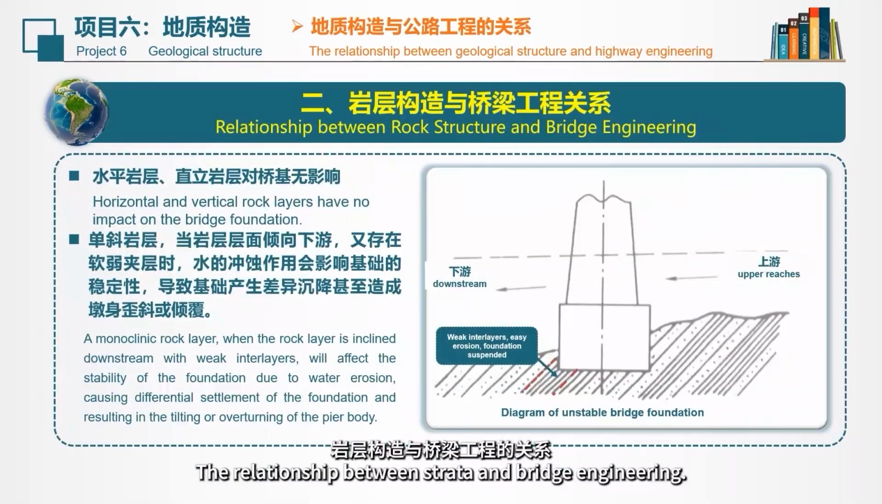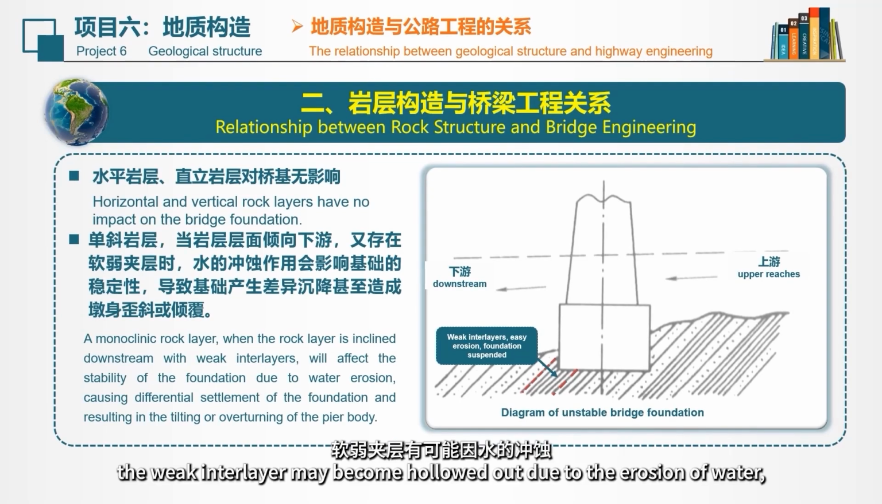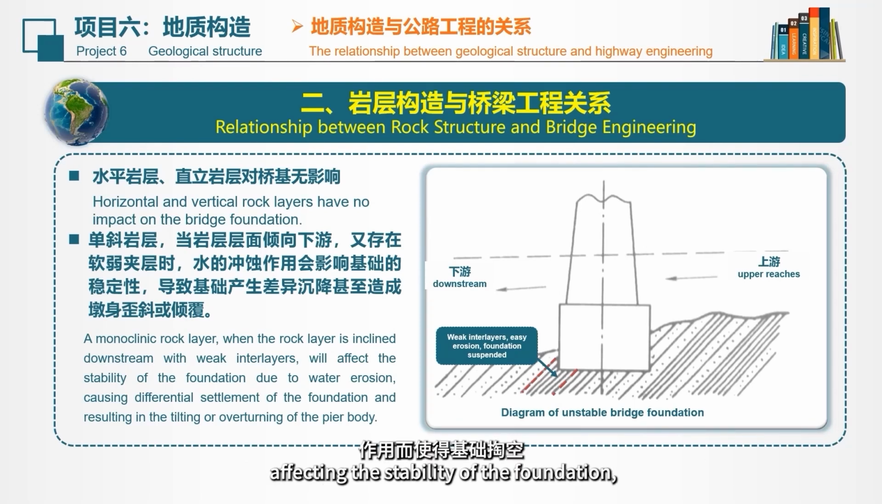The relationship between strata and bridge engineering. Horizontal strata and vertical strata have little impact on our bridge foundations. However, for monoclinic strata, when the strata dip downstream and there is a weak interlayer, the weak interlayer may become hollowed out due to the erosion of water, affecting the stability of the foundation, causing differential settlement of the foundation, leading to skewing or overturning of our pier.